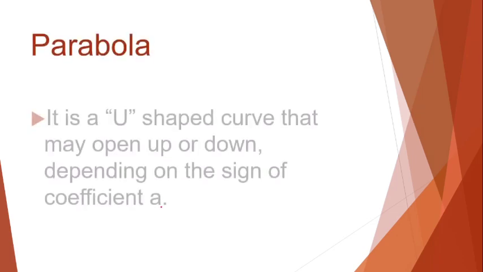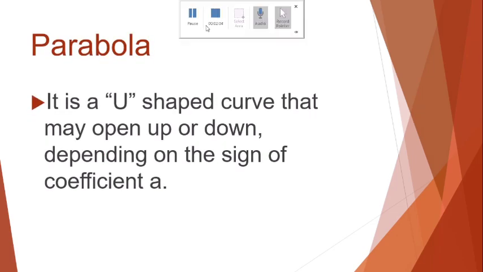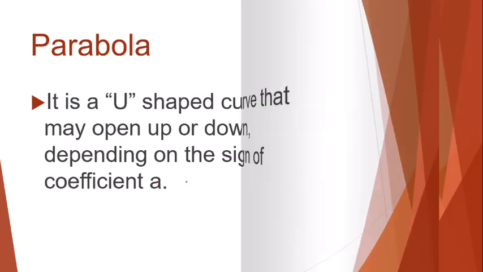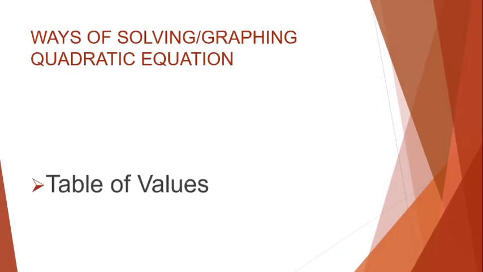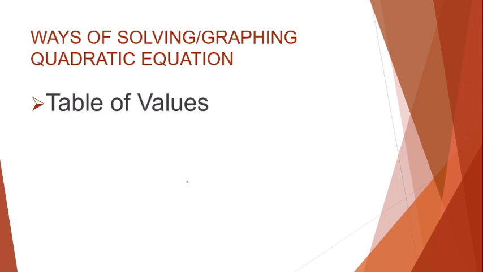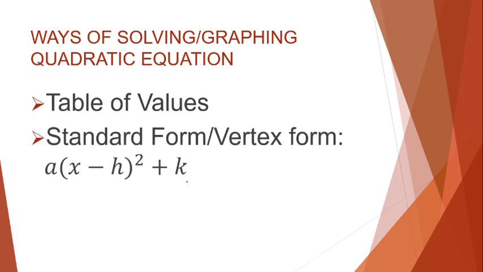What is a parabola? A parabola is a U-shaped curve that may open up or down depending on the sign of the coefficient a. So, paano kaya natin nasabi yun? Ways of solving. Number 1 is table of values. Standard form or the vertex form, ito.